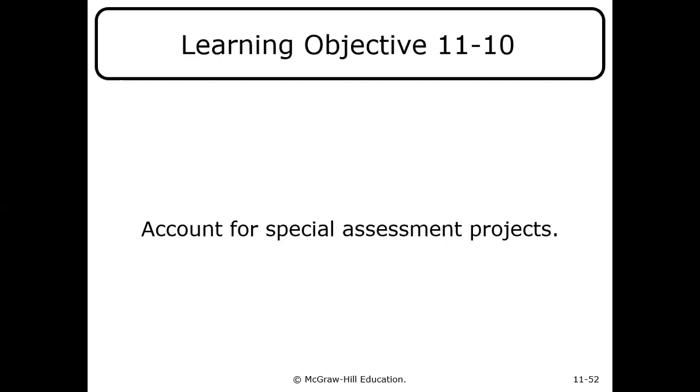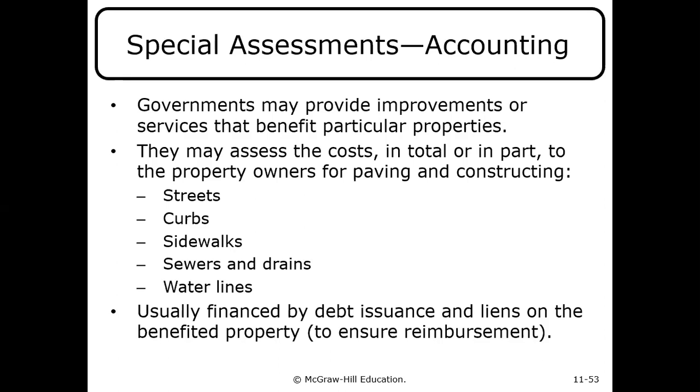So you see, it gets kind of squirrely, right? The last major area, I believe, then we have interfund, are accounting for special assessment projects. So governments can provide improvements or services for particular properties, things like streets, curbs, sidewalks, sewers, and drains. And these are also usually financed by debt issuance and liens on the benefited property to ensure reimbursement.